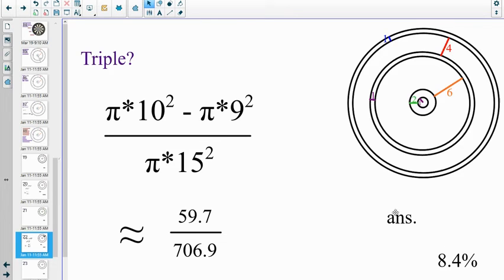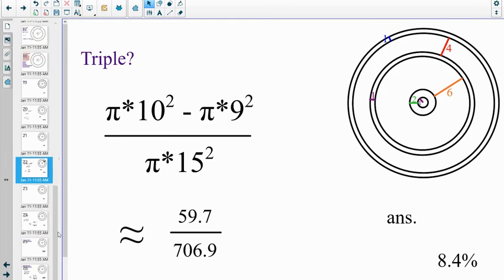And so I divide that, I plugged it into my calculator, I got about 8.4%. So there's a little bit smaller probability of landing in the triple region than there is on the double region, which is probably why it's worth more points.